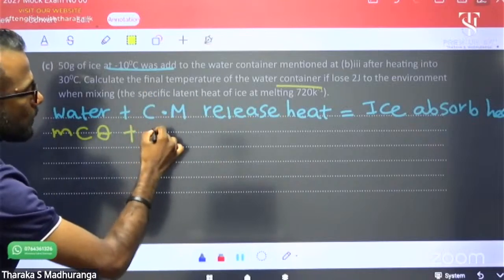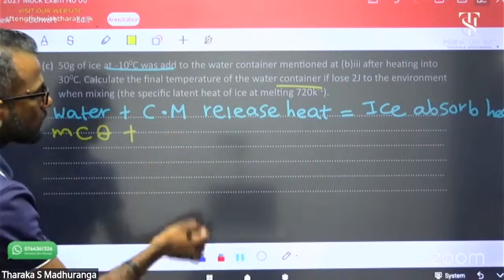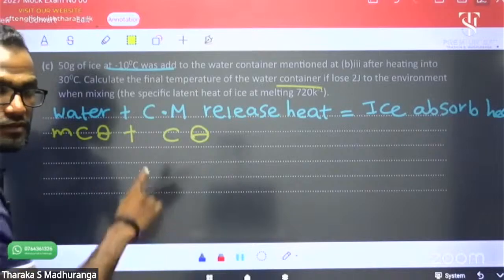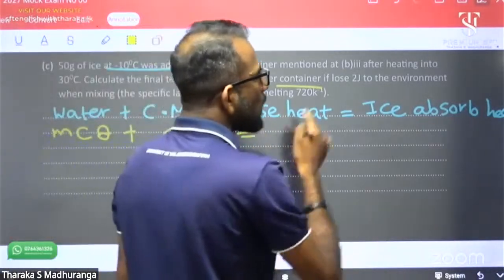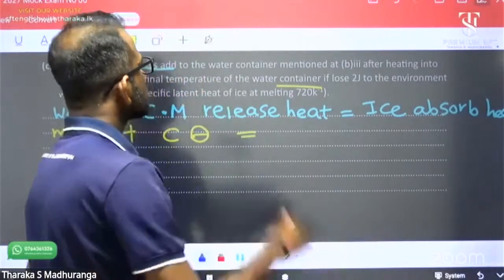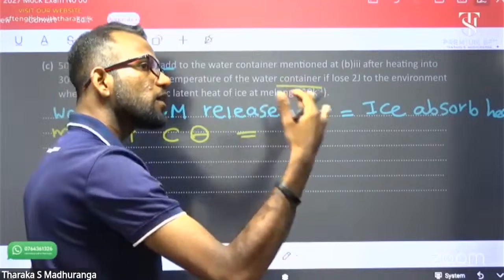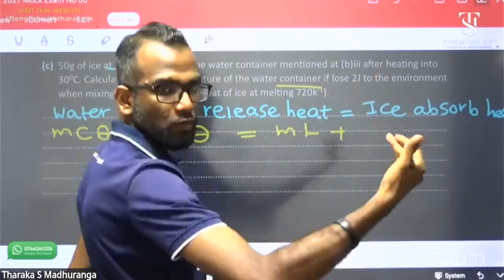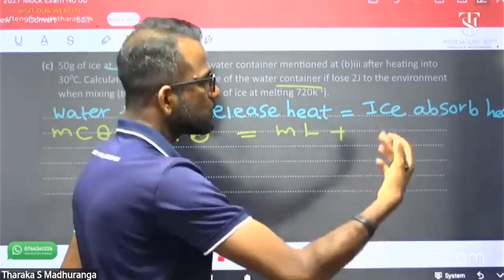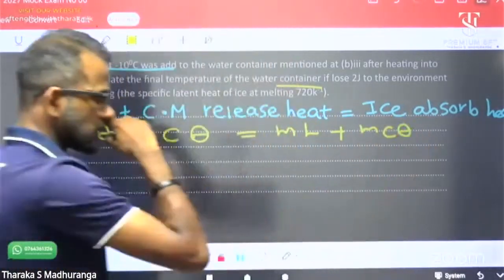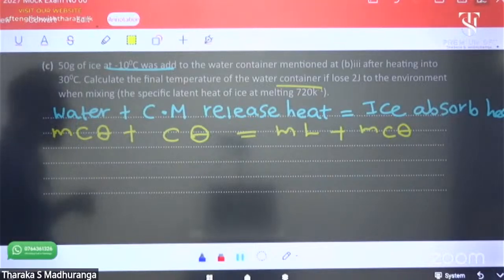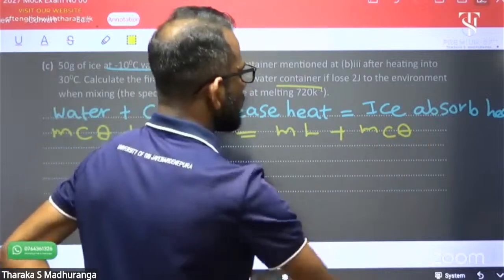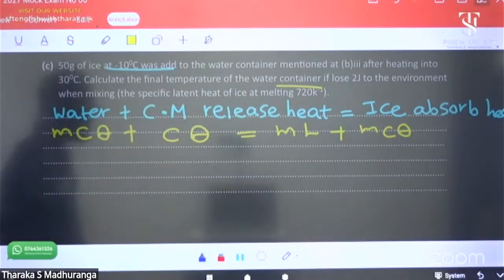Release heat, mc for the calorimeter, you have to get C theta because heat capacity is given, equal to ice. Ice at minus 10 Celsius first reaches the melting point, ml, plus the melted water again reaches the final temperature, mc theta. Are you clear? Okay, this is the equation: mc theta plus C theta equals ml plus mc theta. This is for ice, ml and mc theta. This is for water. This is for the calorimeter or container, the copper calorimeter.